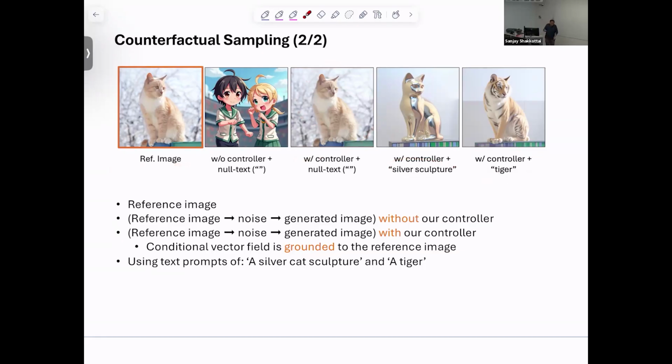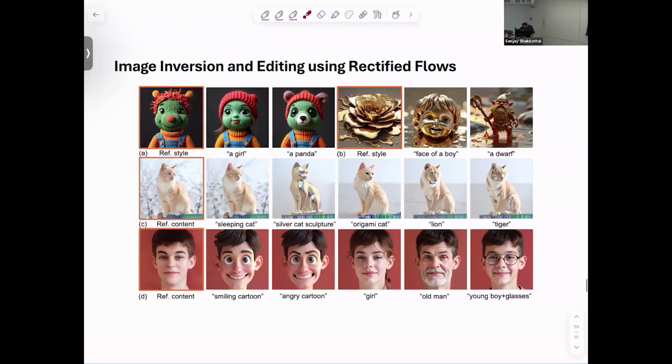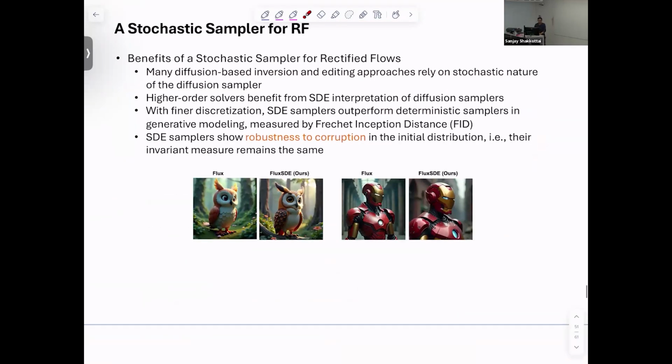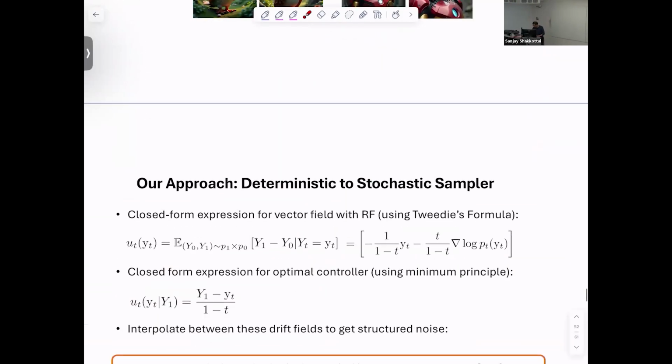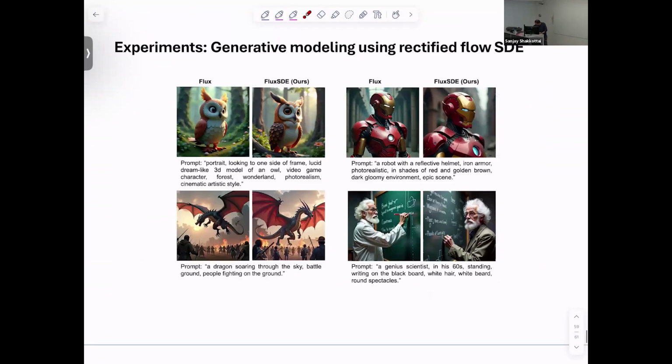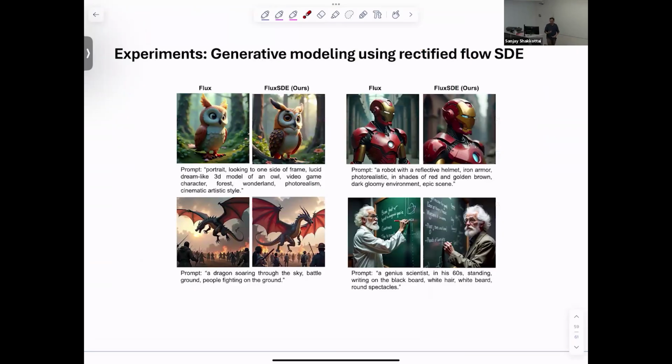Given after all this discussion, now you see that this is a very straightforward pipeline. You can do all sorts of other things. And the stochastic sampler for this is what we talked about. If you have a flow model, you can get a stochastic sampler for it, and the image quality is quite nice. So let me see if I can show you. Yeah, this is Flux SDE.